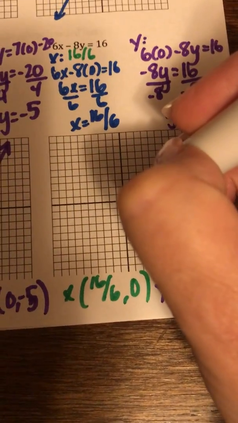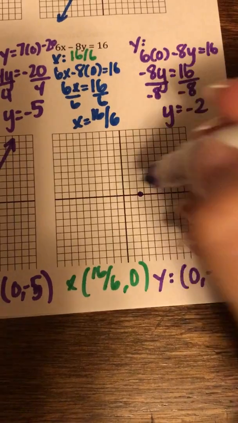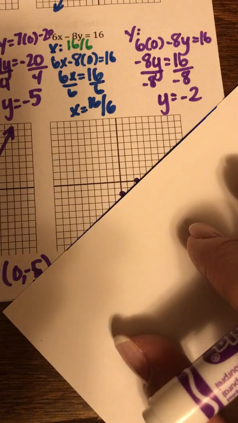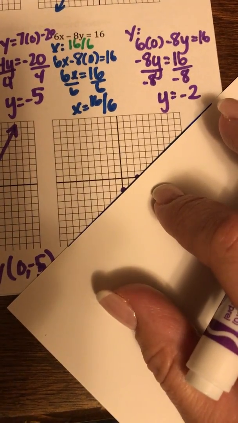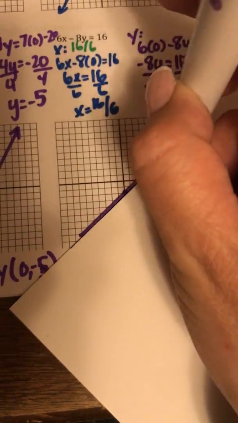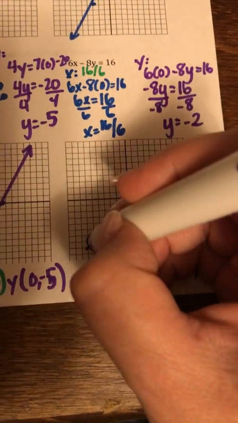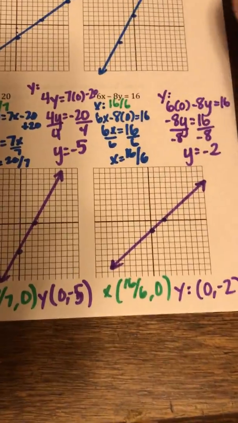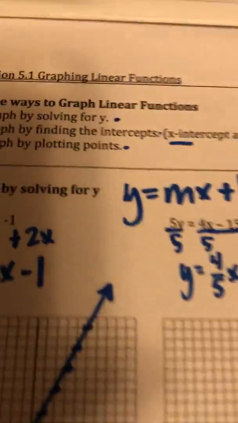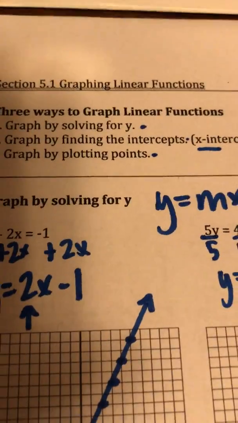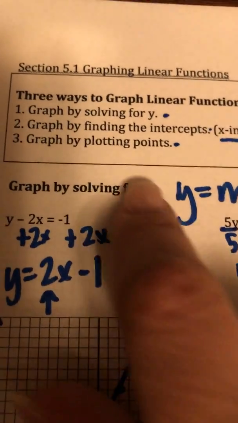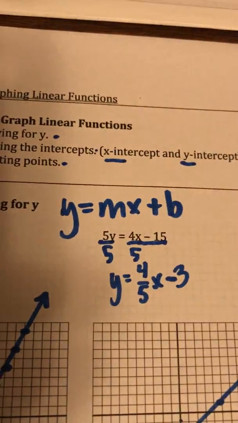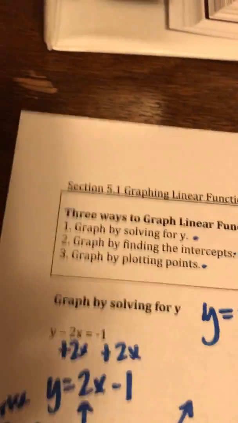So right there. And then y is (0, -2). And then we're going to, there we go. Pretty close. Graph that one. So that is our second way to graph a linear function, by finding the intercepts, both the x-intercept and the y-intercept. All right, last one.